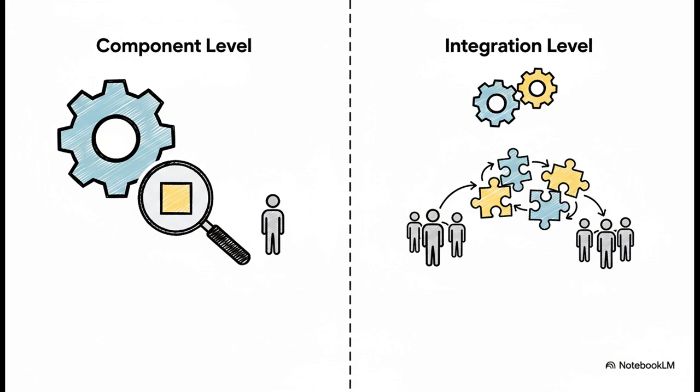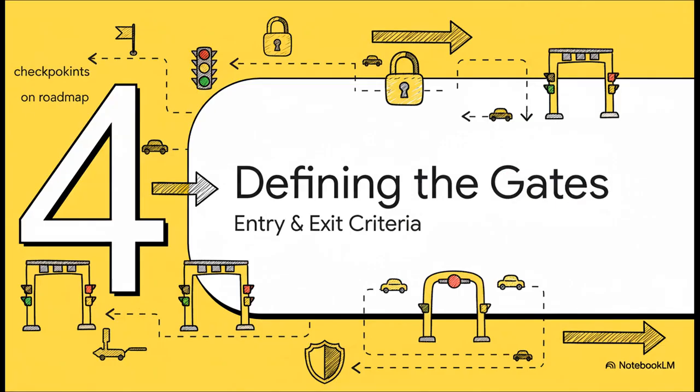You're focused on the big picture, coordinating across the entire team. It's the same project, sure, but it demands two completely different management mindsets. So how do you actually control the traffic flowing between these different test levels? How do you know when you're ready to start, or maybe even more importantly, when you're allowed to stop?